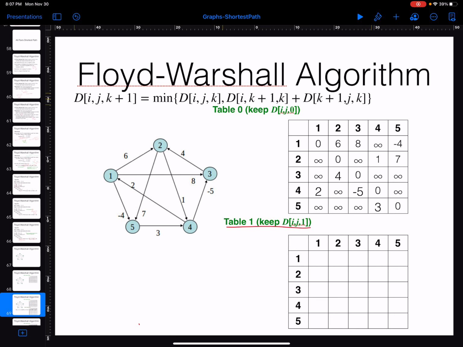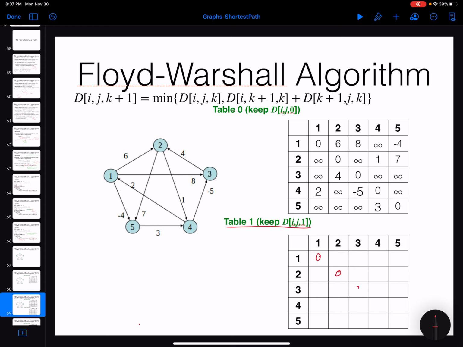Okay, I'm going to leave this one here. That helped me to actually fill out the table. Okay, we are going to fill this table for all those ones that the column and row are the same. The cost is going to be 0.